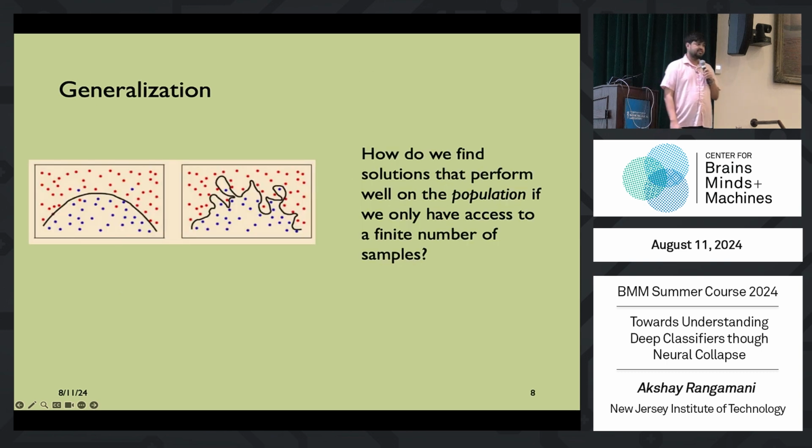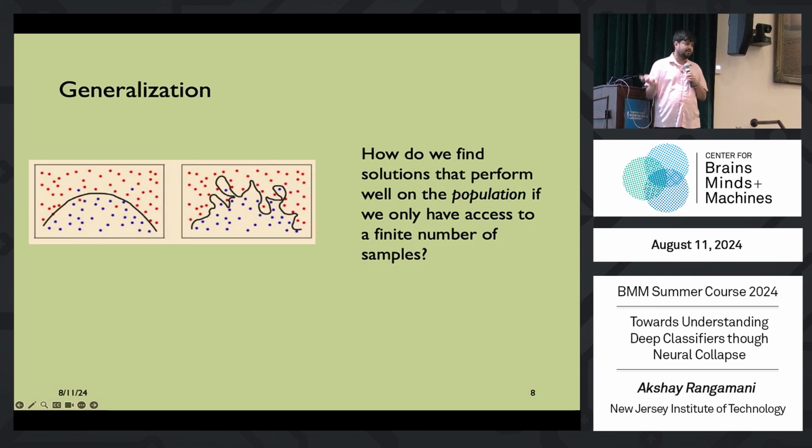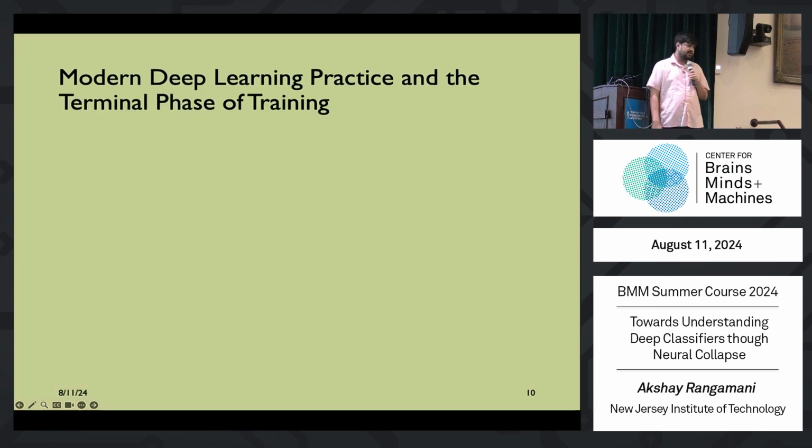And you have generalization questions, which are, does the solution that you get through optimization actually perform well on the population, or in new scenarios when you only have access to a finite number of samples? So the first part of the talk will be about the optimization, and then I'll touch a little bit on generalization towards the end. So let's try to look into what neural collapse is.